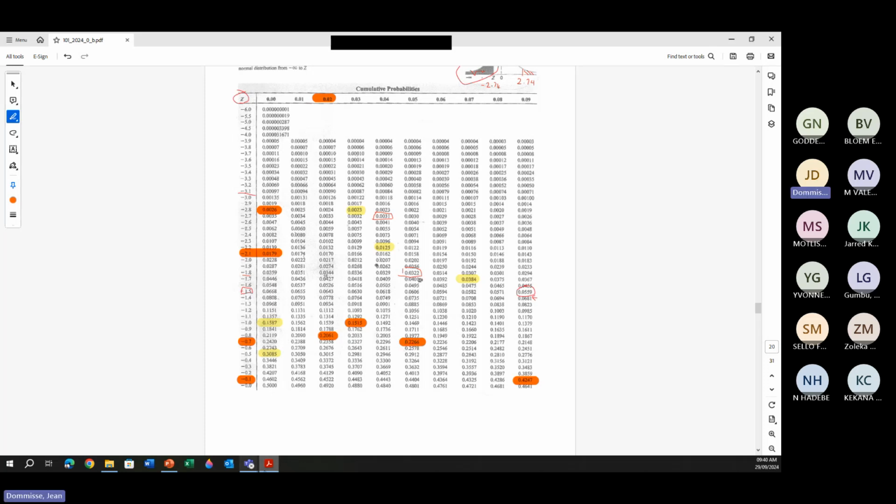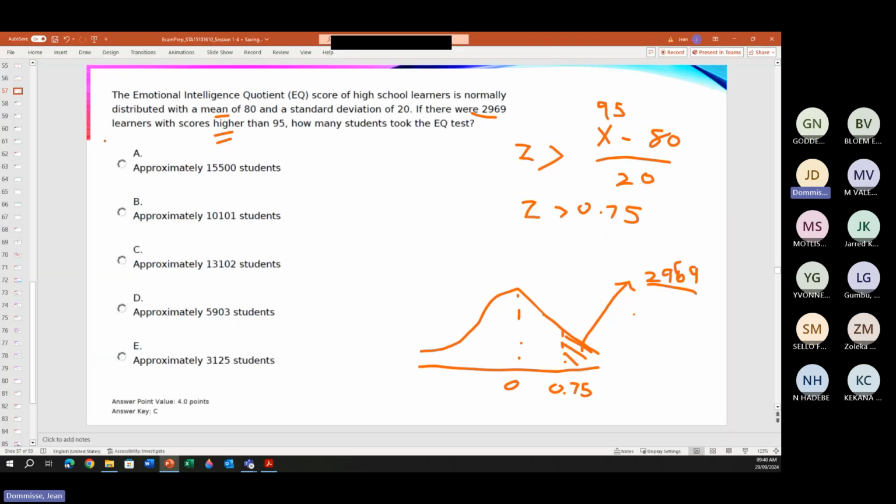0.75, so 0.2266. So this probability is 0.2266. So basically, how do I work out how many students there are? If this area is, let's say, 23% of a class, and that 23% is 2969, we need to get 100% of a class and not just 23%. So 2969 divided by 0.2266 will give us what the total class is.